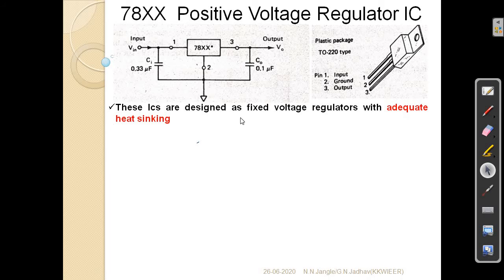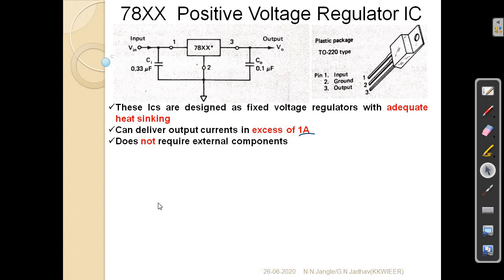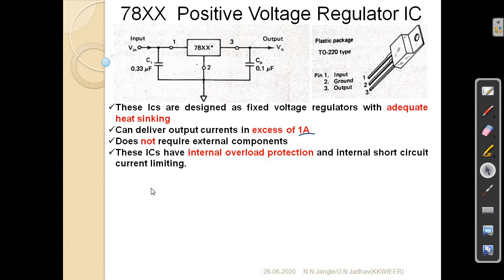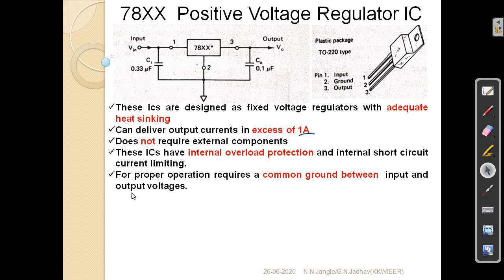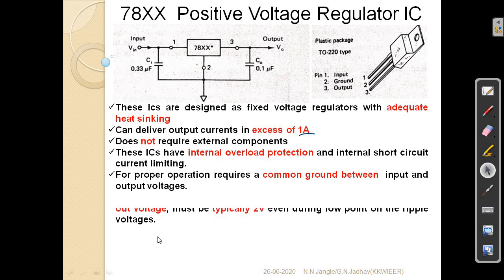Okay, these ICs are designed as fixed voltage regulators with adequate heat sinking. It can deliver output current in excess of 1 ampere. Okay, then it does not require external components. These ICs have internal overload protection and internal short circuit current limiting. Proper operation requires a common ground between input and output voltage. That means this pin number 2 is common. It should be common for input as well as output.